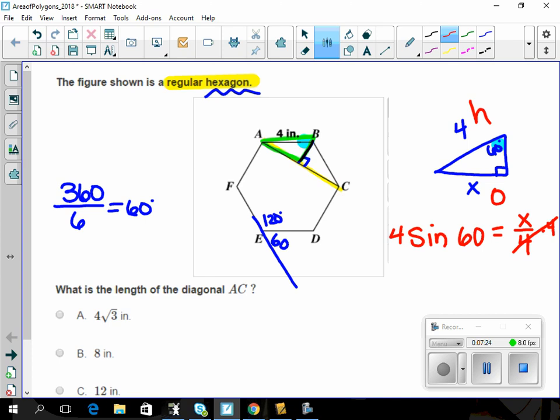Double check on your calculator that you're in the right mode. What mode, Rodney, do we need to be in? Degree mode. And tell me what 4 times the sine of 60 is. 0.866, times 4, love. 3.4. Let's do 2 decimal places. 3.4. Thank you.